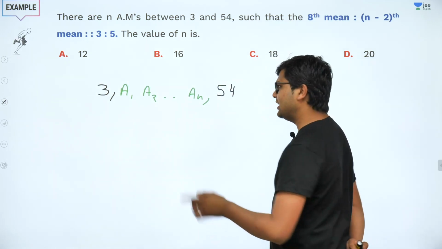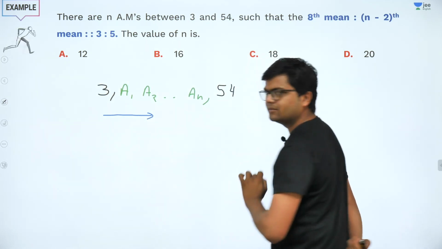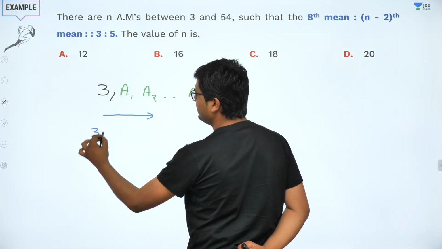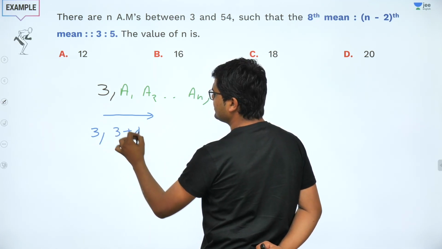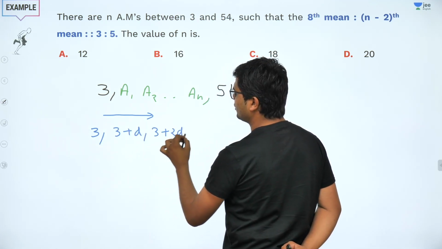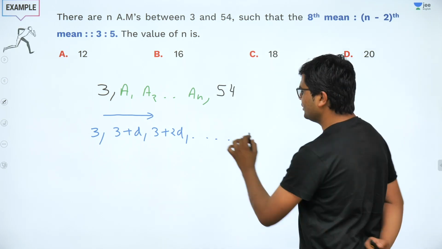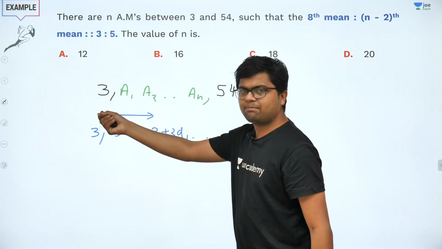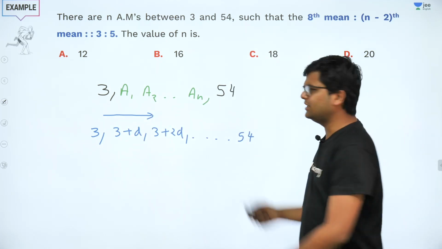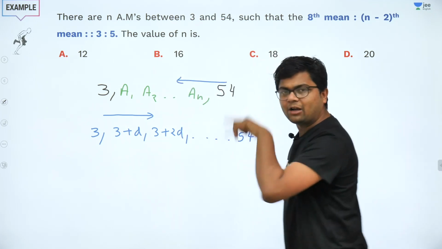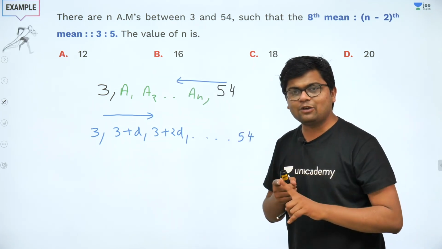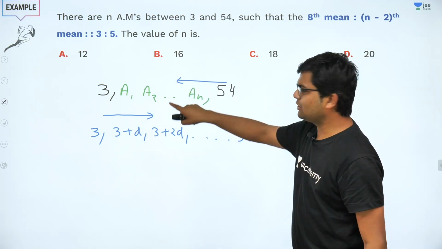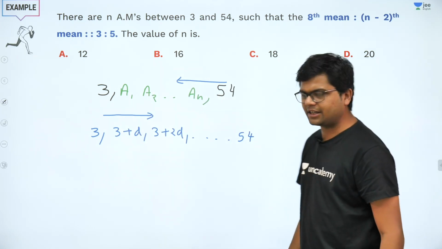I am saying that let us suppose this AP has a common difference of d. Got my point? So if this AP has a common difference of d, it will be something like this: 3, 3 plus d, 3 plus 2d and so on, till 54. Now, if this sequence is an AP with common difference d in the forward direction, it will be an AP in the backward direction also with a common difference of minus d. Therefore, this sequence will become 54 minus d, 54 minus 2d, 54 minus 3d. I am writing it like that.